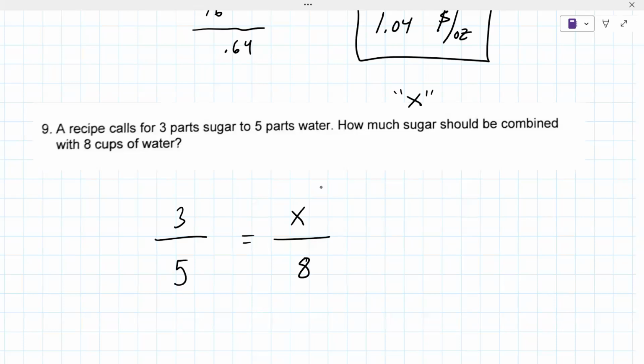Let me know when you get an answer for this, please. I got 4.8 parts sugar. That's correct.